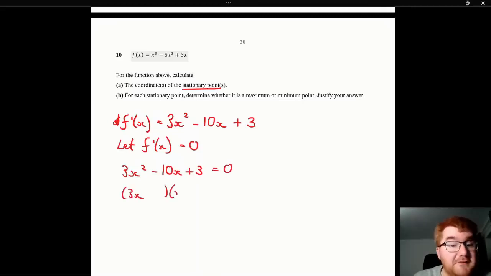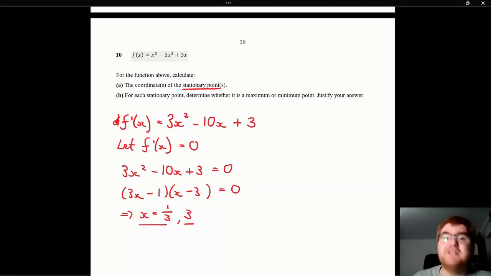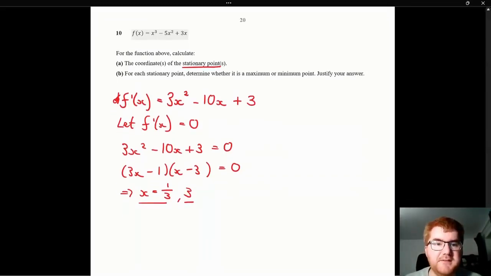And we hope it factorizes, that's always the hope here, and we get a minus 3 and a minus 1, so that works very nicely. So therefore x is equal to 1 over 3 or 3. So those are the x coordinates of our stationary points. However, we do need to know what the y coordinate is.